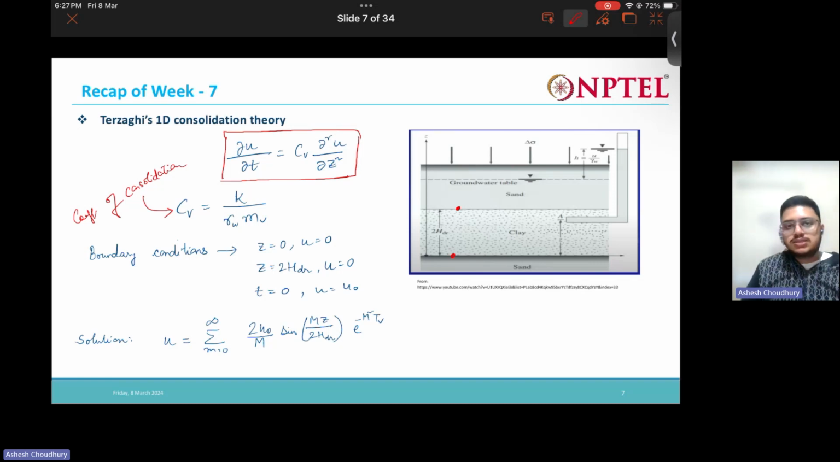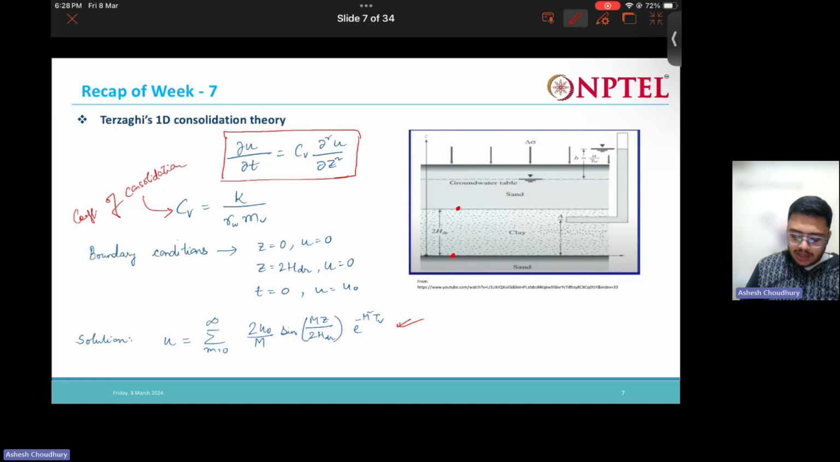Now, there are many methods which can be used to solve partial differential equations. If we use the method of separation of variables and try to solve this consolidation equation, we will get a solution something like this.